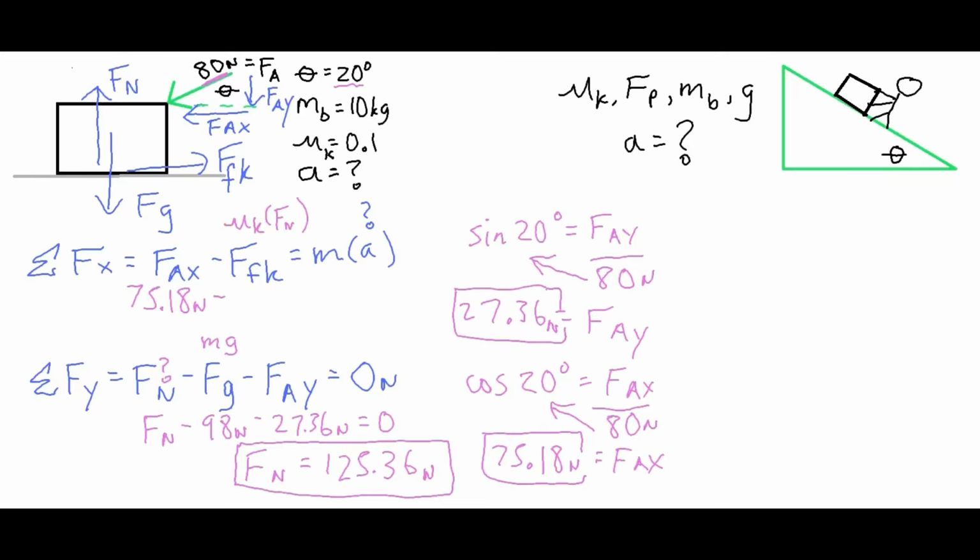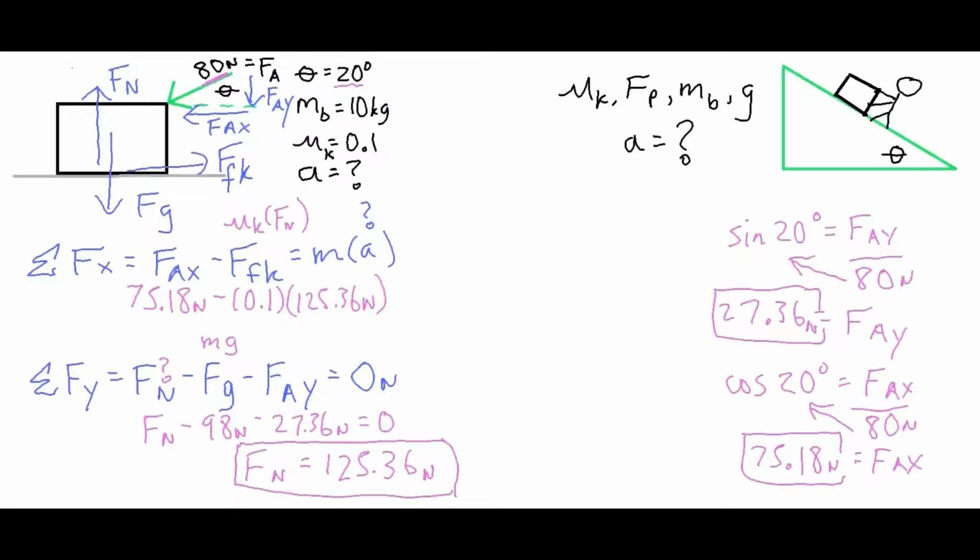All right, now going up to my top part, I have mu k, which is 0.1, the coefficient of kinetic friction, times my normal force. And that's going to allow me to get my net force. All right, so let's scoot this over a little bit. And I have my FAX minus the product of my 0.1 times 125.36. And that gives me a net force of 62.644 newtons. That net force, I can go ahead and set equal to ma.